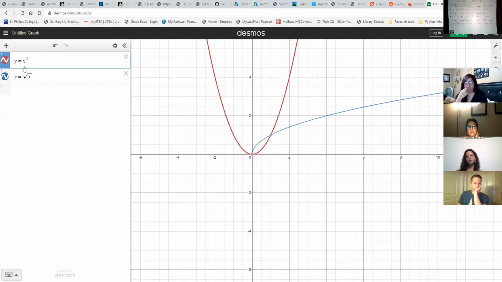And we all remember that if we square root x squared, you get x. If you square a square root, you get x. So that's the definition of inverse. Let me write it down for you so you can see what I'm talking about.